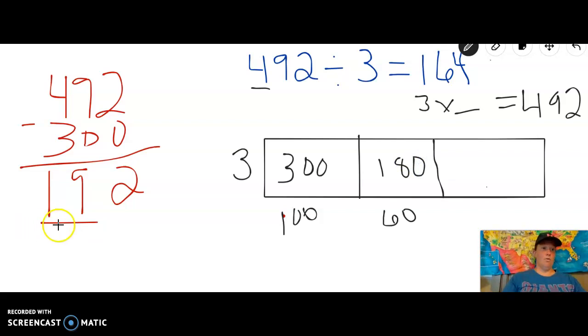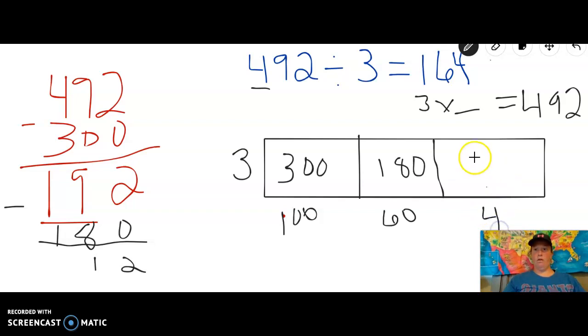Okay, so 192 minus 180. It's okay. The colors are going to be different. We have 2 and 12. Okay, so now basically I know that 3 times what equals 12? 3 times 4. Okay, and guess what? 12 minus 12 is 0. So we have nothing left, so we're done.